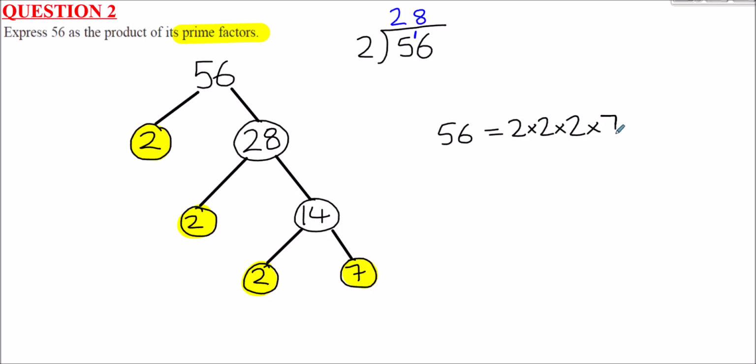And if you want to impress the examiner, I strongly recommend you write this in index form. 2 times 2 times 2 is 2 cubed times 7. And that is the best answer you can give. It's 2 cubed multiplied by 7.